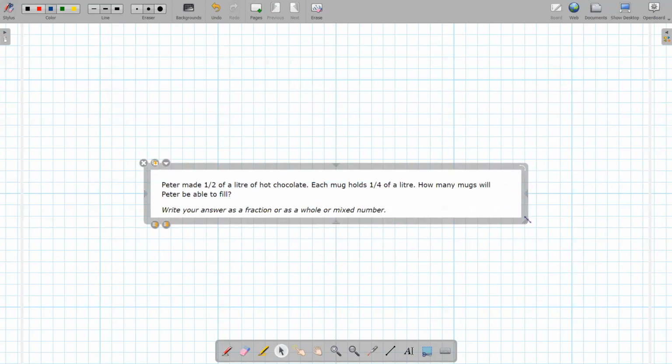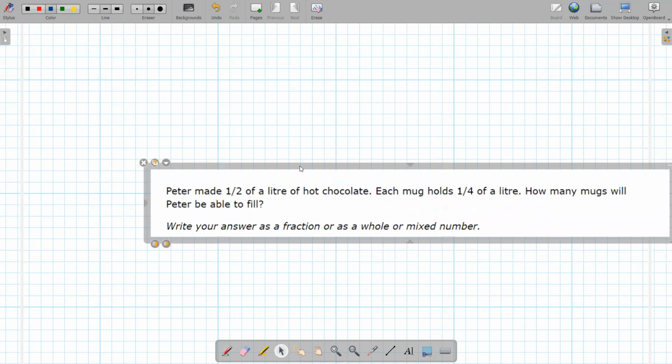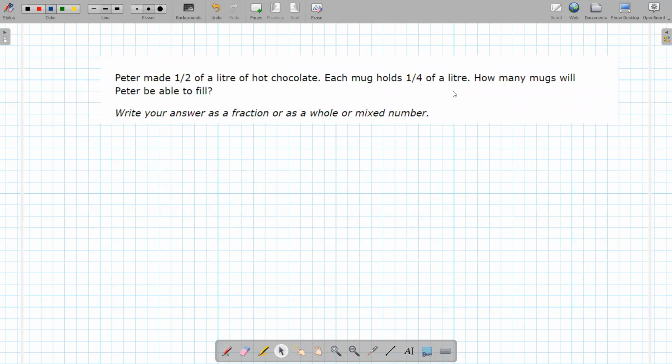There's another one. Peter made half a liter of hot chocolate. Each mug holds 1/4 of a liter. How many mugs will Peter be able to fill? Is it 1/2 divided by 1/4? Yes, it is. And just think about it, right? Let's say he made 10 liters of hot chocolate and each mug holds 2 liters. We would do 10 divided by 2, right? Five total mugs. When in doubt, convert it or just pretend like it's a whole number.